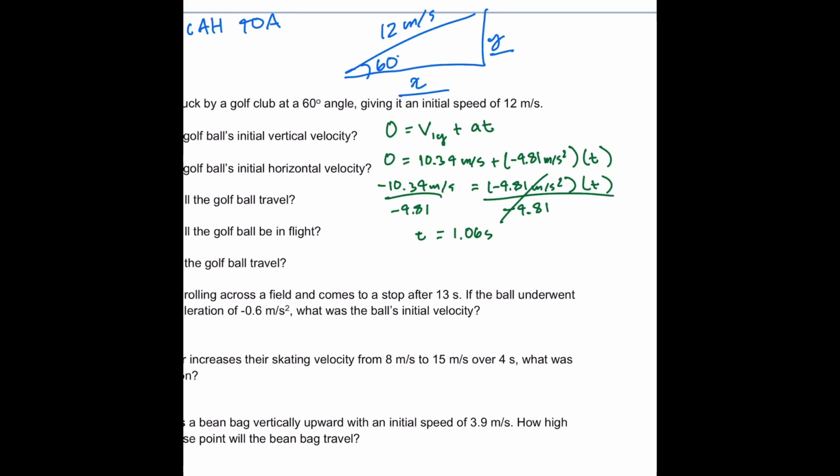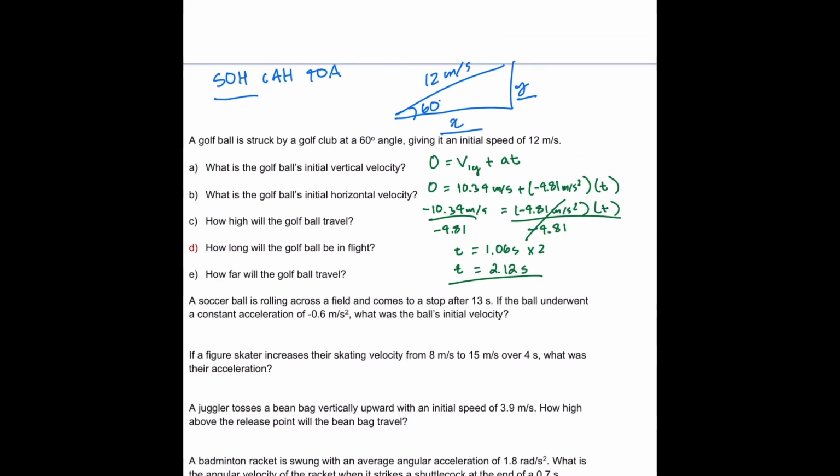But remember, 1.06 seconds is not your answer because this is the time it takes to reach the apex height. And then the question is asking us how long will the golf ball be in flight, so the whole duration of it. So in this case here, all we would simply do is multiply this by 2, which will give us a total time of 2.12 seconds. And that would be our final answer for part D. Hopefully that makes relatively sense.